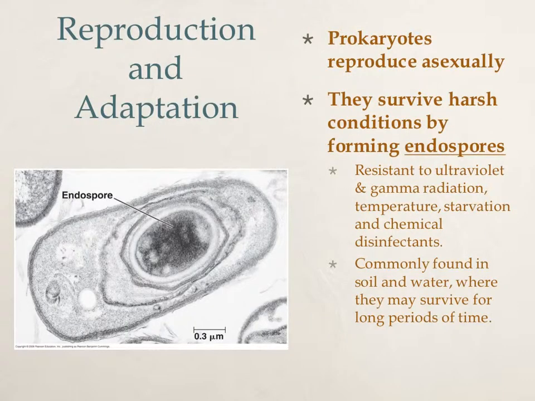The key takeaway that I would like you to take from this slide is the reproduction aspect of bacteria. Bacteria are prokaryotes, and they reproduce asexually, meaning there's only one parent. One parent divides and becomes two new organisms. They do so through a process called binary fission. Binary fission, I'm going to spell out for you here.